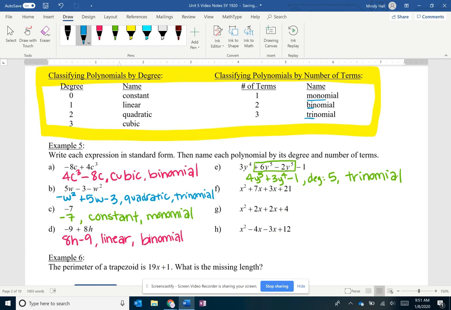So then for F, we have x squared plus 7x plus 3x plus 21. Again, we can combine 7x plus 3x. That would give us 10x. So we'd have x squared plus 10x plus 21. So if you notice, our degree in this case would be 2. That makes it a quadratic. And then because of that and it having 3 terms, that makes it a trinomial. Okay.